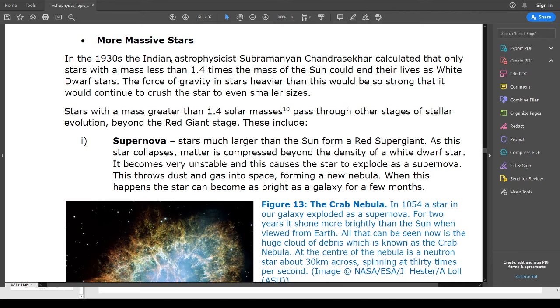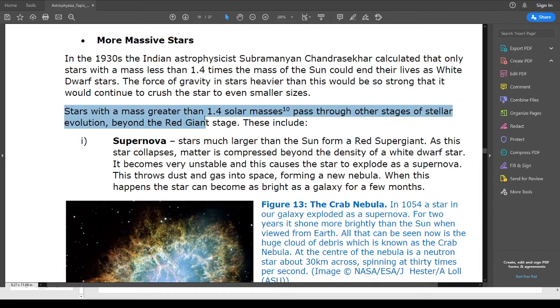Okay. So in the 1930s, the Indian astrophysicist Subramanian Chandrasekhar calculated, mind this word calculated, that only stars with a mass less than 1.4 times the mass of the sun could end their lives as white dwarf stars. Okay? The force of gravity in stars heavier than this would be so strong that it would continue to crush the star to even smaller sizes.